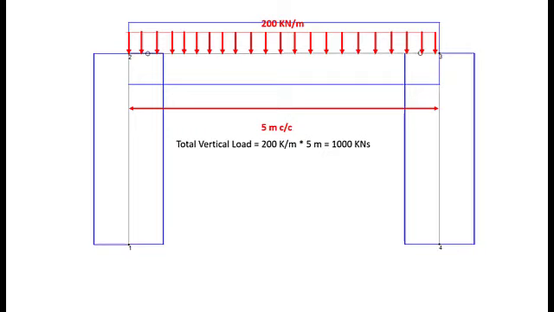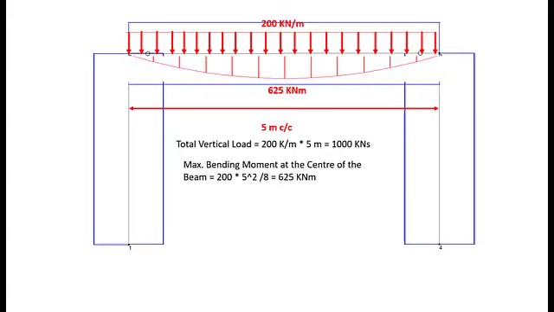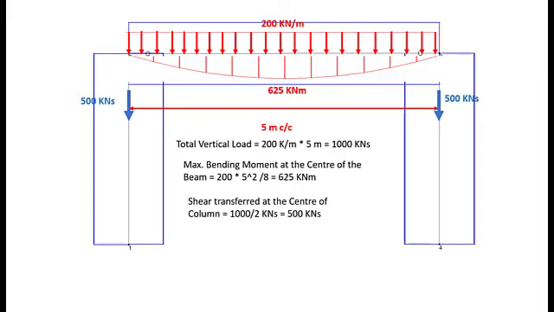For the same reason, the maximum bending moment of the beam will come out to be 625 kilonewton meters, as it is being calculated for a total load of 1000 kilonewtons distributed over a span of 5 meters. And finally, since the end of the beam rests on the center of the columns, a shear of 500 kilonewtons will be directly transferred to the center of the column, and thus there will be no moments transferred to the column. So we now understand why we are getting the distorted results with this particular simulation.